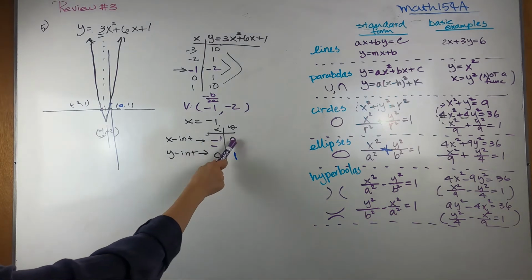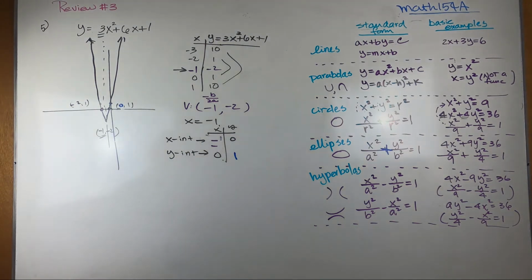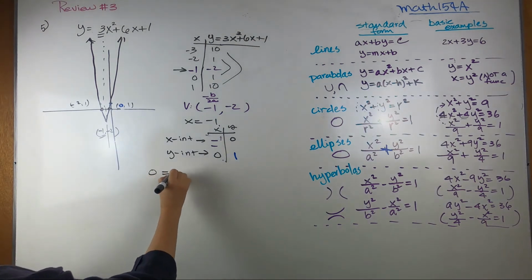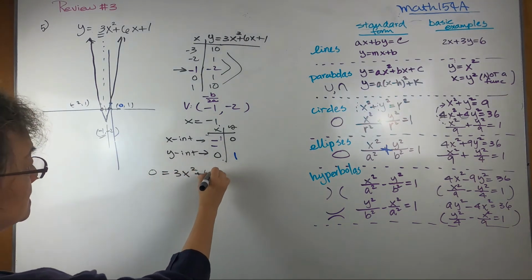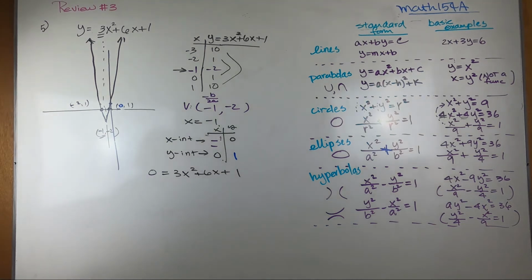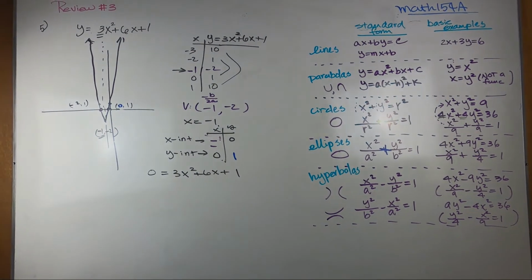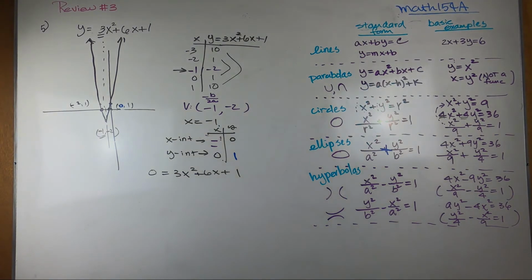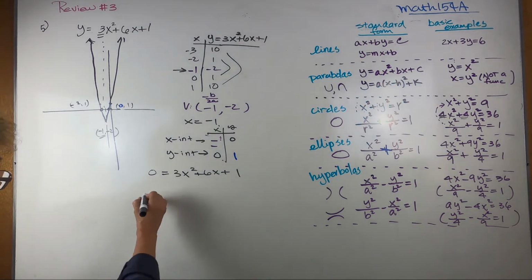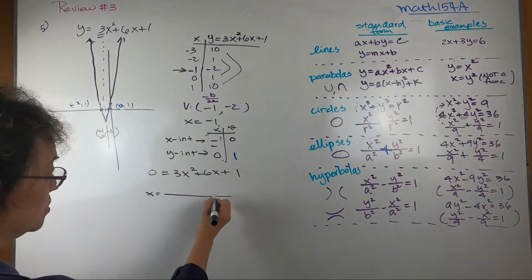For the x-intercept, y needs to be 0. So you just plug in y = 0. So 0 equals 3x squared plus 6x plus 1, right? So we have a quadratic equation, but we cannot factor it. Then how do we find the x? We say x equals what?